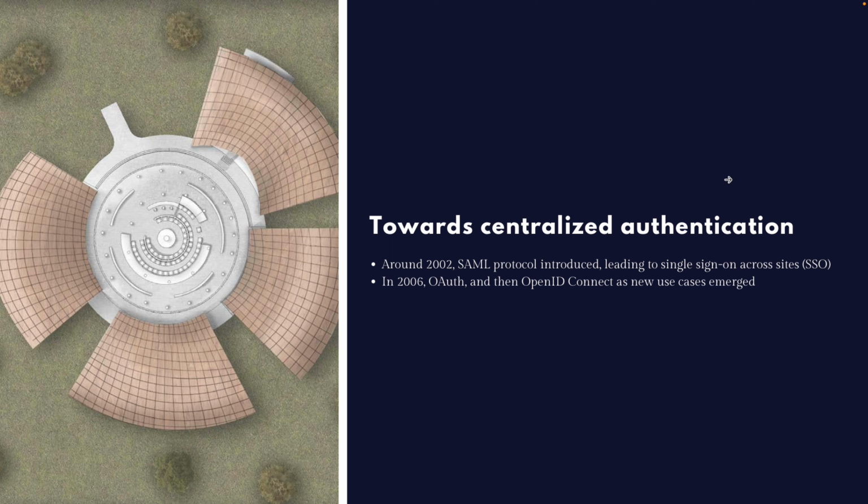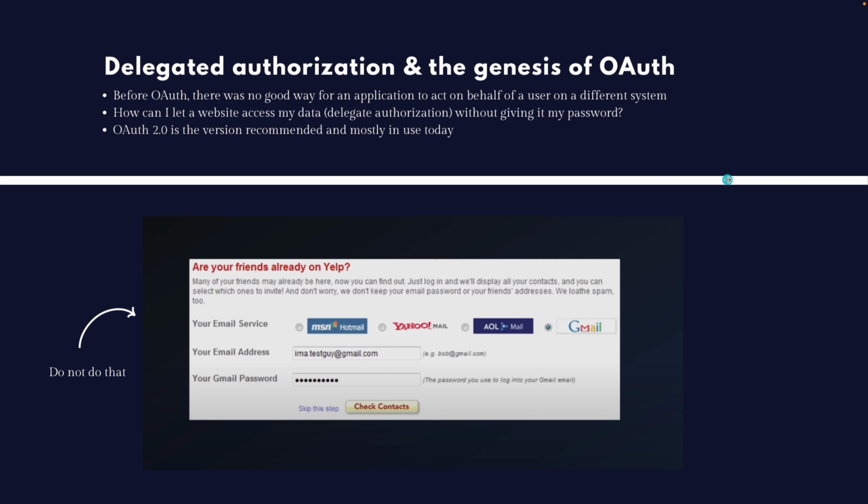So around 2002, the SAML protocol was introduced, leading to single sign-on across sites, SSO, that you might have already seen on different websites. The SSO protocol solved the problem of having to duplicate authentication logic across different applications maintained by one company. But there are things that SAML didn't know how to do. One of these things is delegated authorization, and this delegated authorization problem led to the genesis of OAuth. And what is delegated authorization? Delegated authorization is a way for an application to act on behalf of a user on a different system.